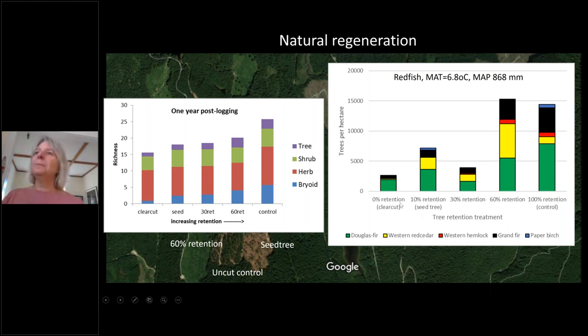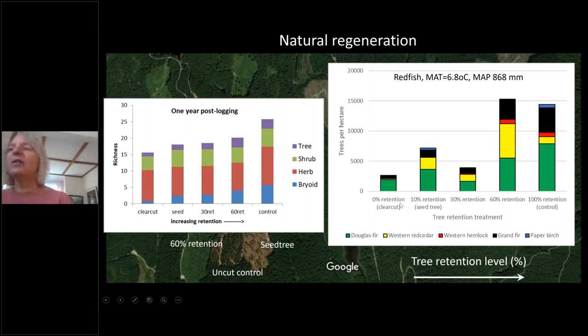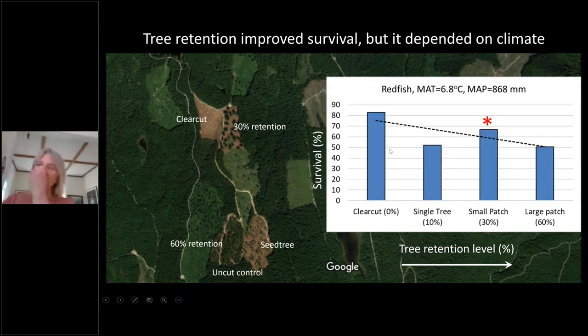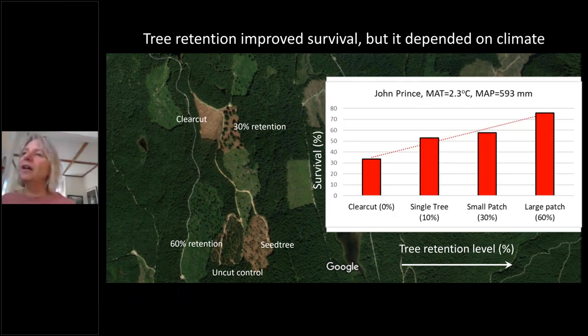But even with our planted seedlings, we're starting to see some important results. At Redfish, you can see that in the clear cut, we actually got the best survival, but we still got good survival in the high patch retentions. In our most northern site, John Prince, which is a much colder environment, we actually found that the more retention we had, the better the Douglas-fir seedlings survived.